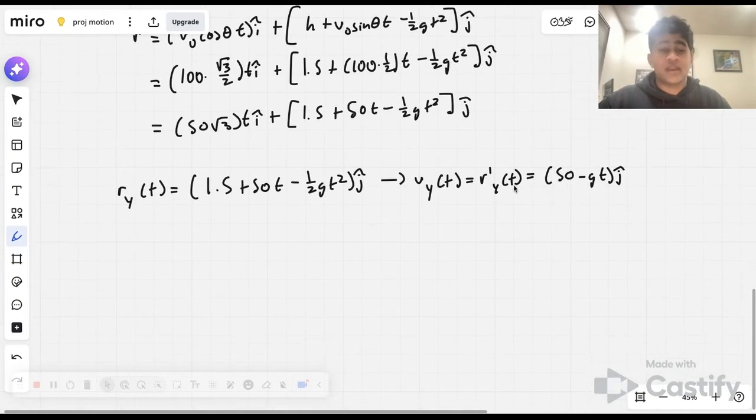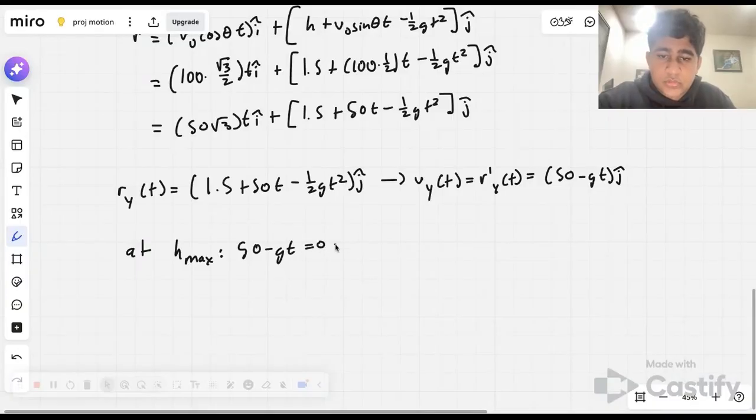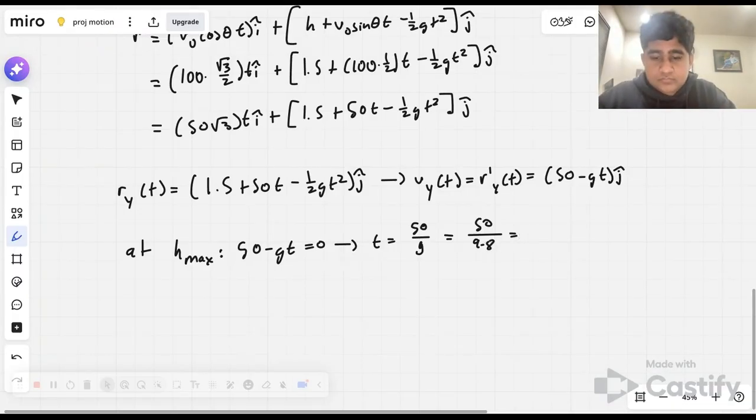At the max height, v y of t is 0, so we can simply say that 50 minus g t is equal to 0, and then we get t is equal to 50 divided by g, and like I defined earlier, g is going to be 9.8. And if you calculate this out, we simply get 5.102. This is the time to reach it.